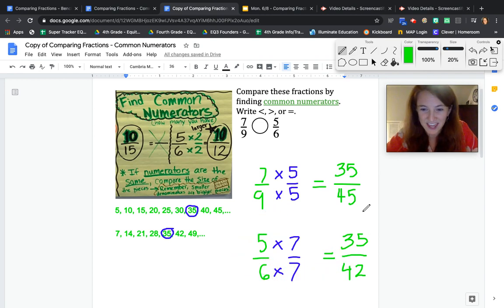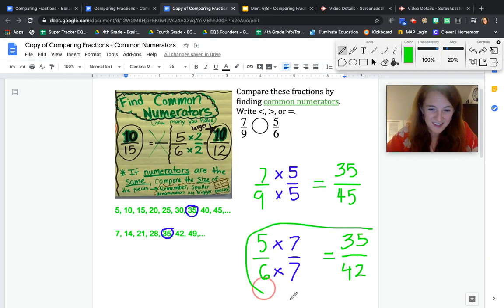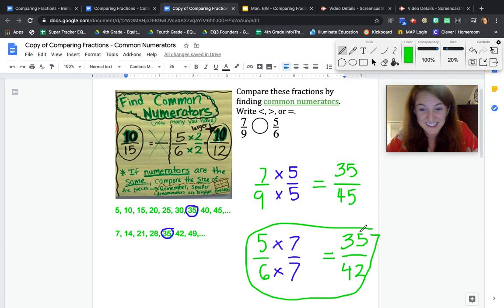Oops, let's try that again. It's hard to circle on the computer. So 5/6, 35/42, is bigger than 7/9. So just like we showed in common denominators, we find the same answer with common numerators, just so long as we don't get tricked.